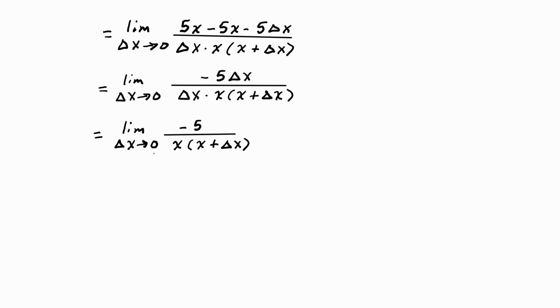Now we can plug in 0 for delta x, and this becomes negative 5 over x times x, which is x squared. And this is the derivative of y with respect to x.